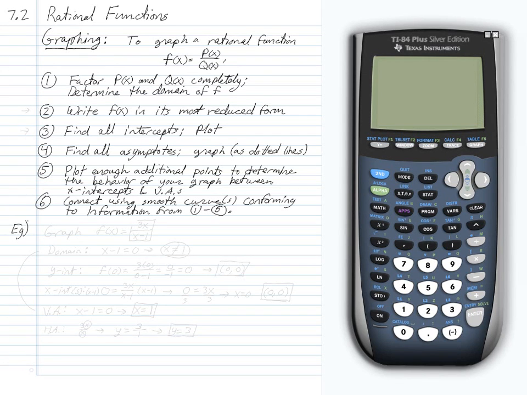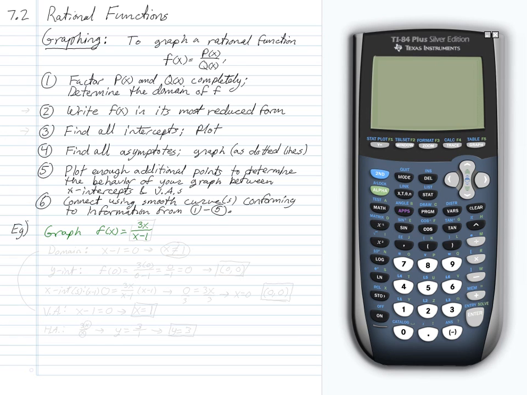Welcome back. Now that we've talked extensively about many of the features of these functions, and particularly of their graphs, we are going to actually graph one of these functions. So I would like to graph f of x equals 3x over x minus 1. Now this is a relatively small and fairly simple rational function, and this will give us an idea of the basic outline of the procedure.